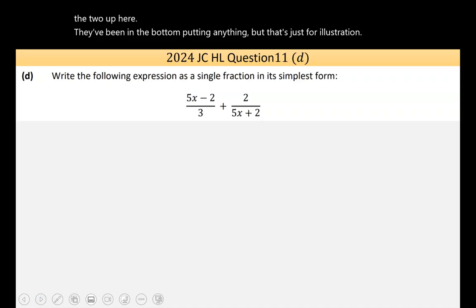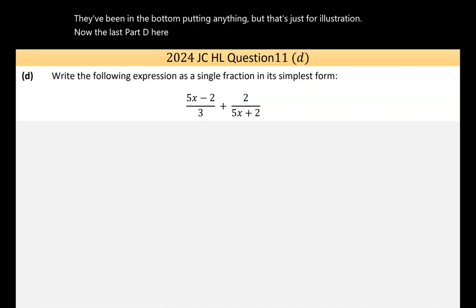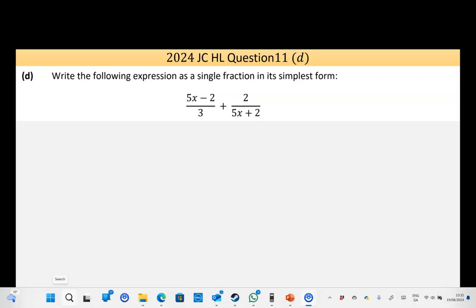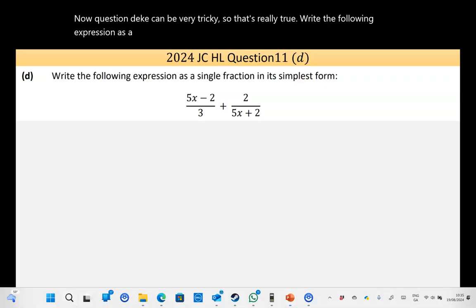Now the last part D here says, write the following expression as a single fraction in its simplest form. Now question D can be very tricky, so let's read through. Write the following expression as a single fraction in its simplest form. And they give basically 2 algebraic fractions and they're being added together.